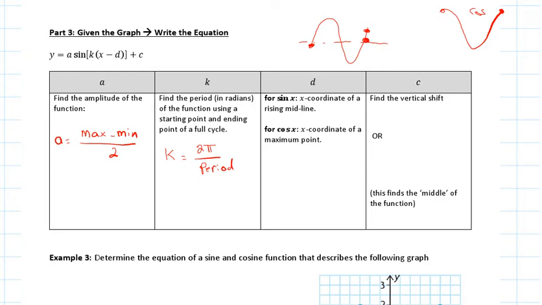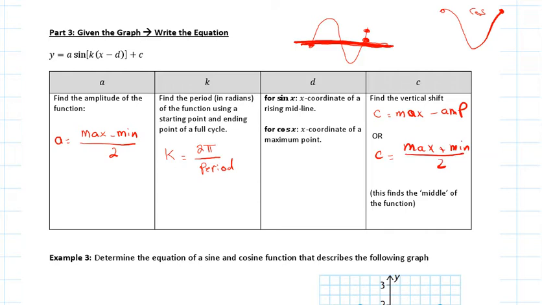Now, I'm going to move to the C, so the vertical shift. To find the vertical shift, the vertical shift would basically be your axis here, okay? And to find that, there's two things you can do. You can do max minus the amplitude, or you can do max plus min divided by 2. Okay, and that will give you the axis, which is the middle of the function.